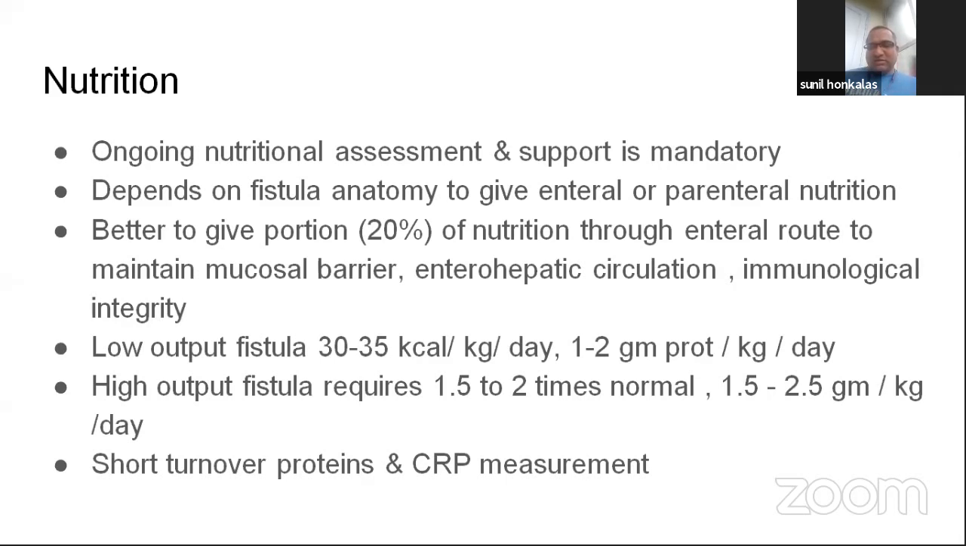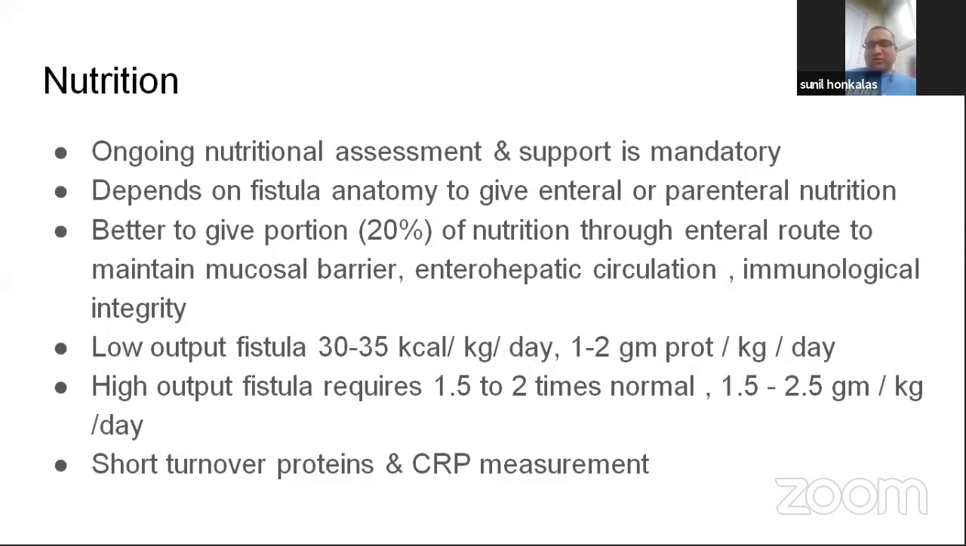In the case of obesity, we should give around 2 to 2.5 grams per kg per day of protein. That is one point. The second thing is enteral; of course, we start with enteral. Whenever there is a high output fistula, we can withhold enteral and continue with parenteral, either as supplemental, if possible, or start total parenteral nutrition.